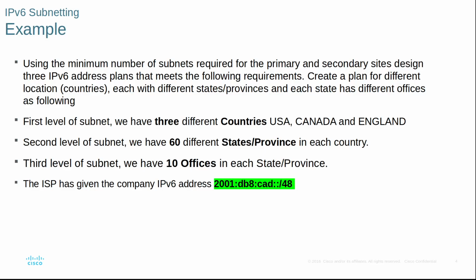60 states maximum in each state or province in each country. Now, of course, that's going to be for our maximum number here, which is going to be the U.S. And then within each state or province, we have 10 offices. And the ISP has given the company the address space 2001:db8:cad::/48.